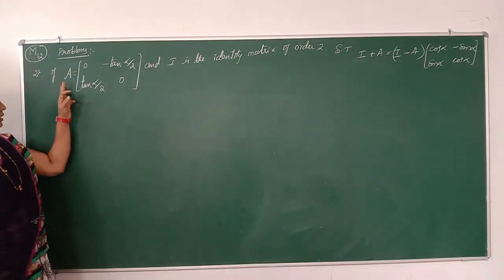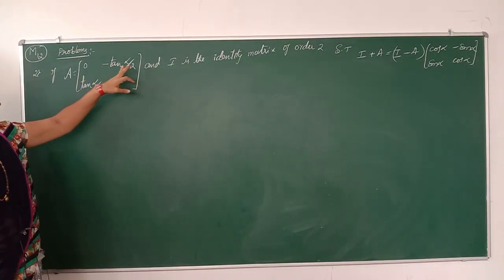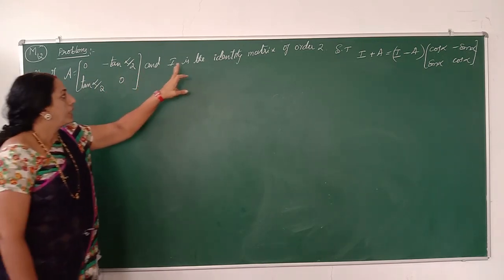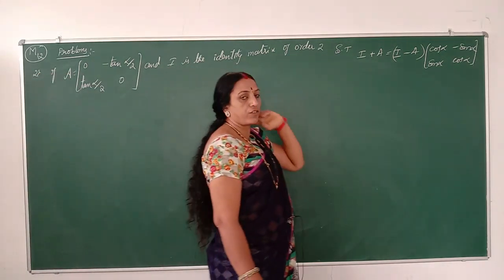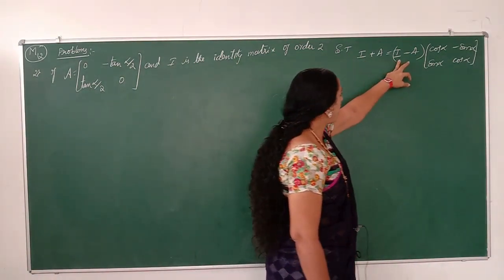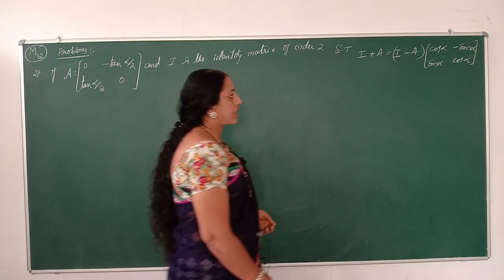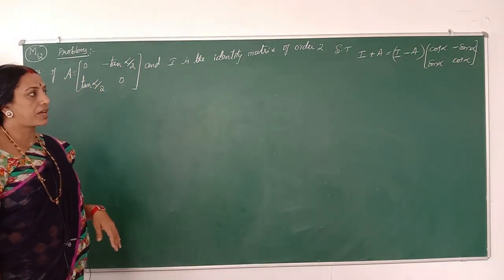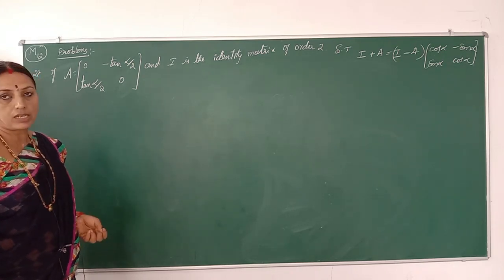Next one. If A equals [0, -tan(alpha/2); tan(alpha/2), 0] and I is the identity matrix of order 2, then show that I plus A is equal to I minus A into the 2 cross 2 matrix [cos alpha, -sin alpha; sin alpha, cos alpha].